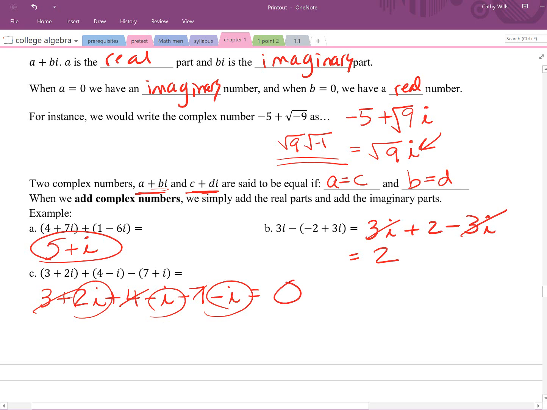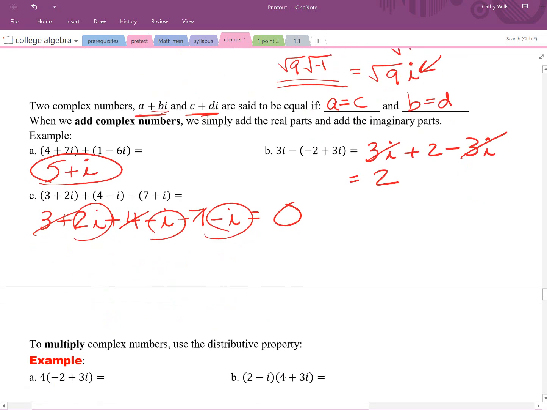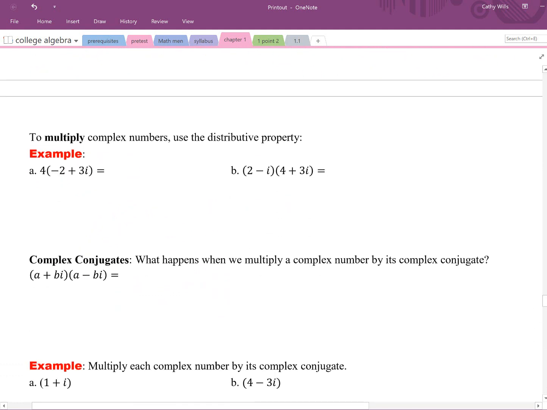So adding complex numbers is pretty simple. Just add the real parts, add the imaginary parts. To multiply complex numbers, you just use the distributive property, just the same way you would do if i was an x. So in part A here, 4 times negative 2 is negative 8. 4 times 3i is 12i. So negative 8 plus 12i.